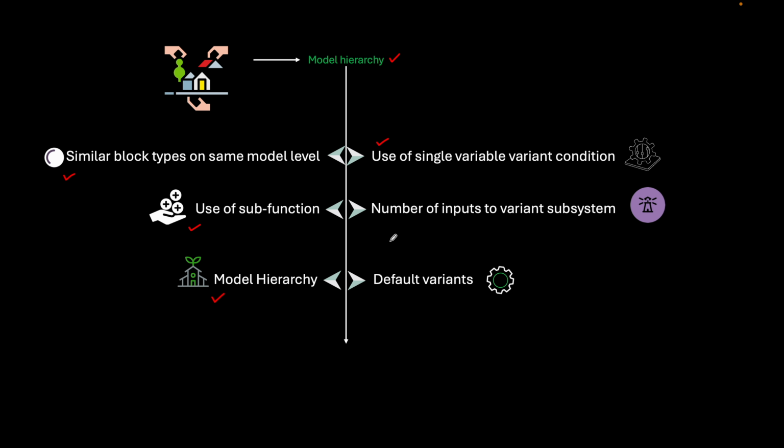Suppose you have a subsystem, it is a variant subsystem. There will be multiple subsystems representing the behavior of a system inside that subsystem. How you should have input or output for those is defined in this one. Next is what is the rule to define a default variant. If you have multiple variants, which one is considered to be the default variant, or how you should define a default variant. This covers all these things related to the model hierarchy.